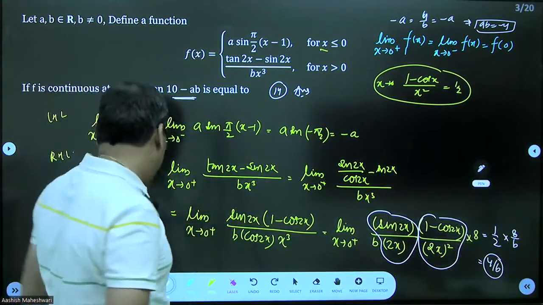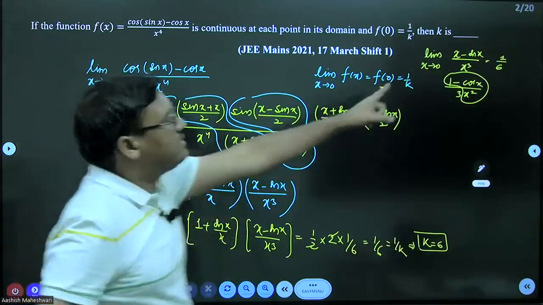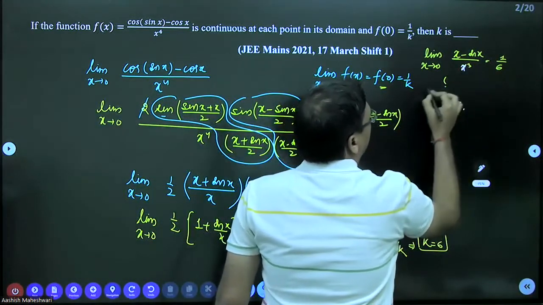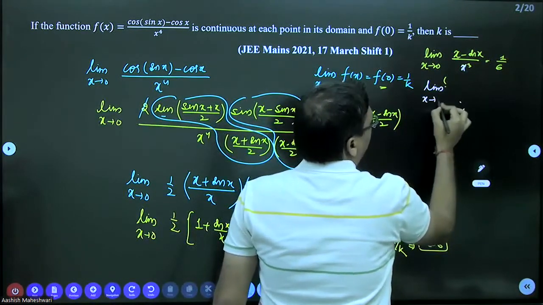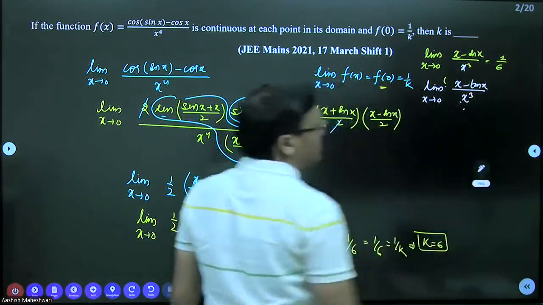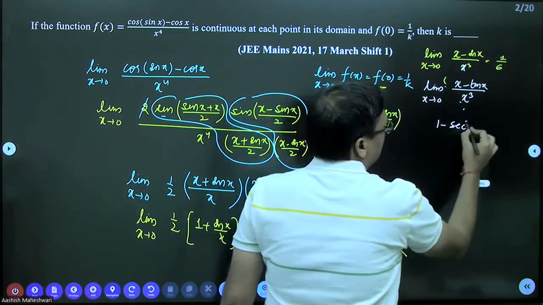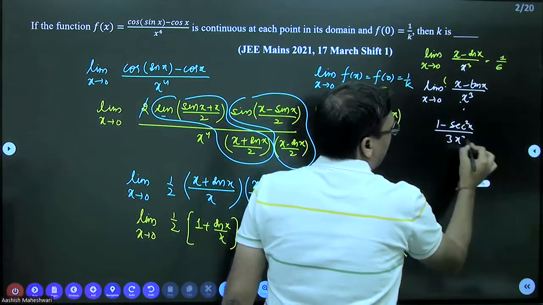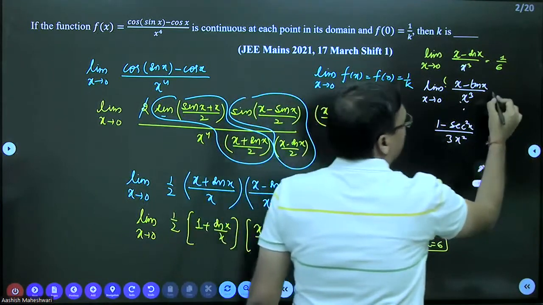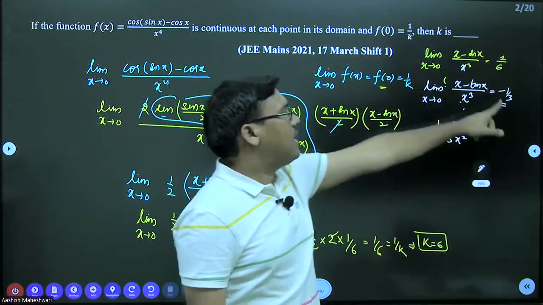Now one more point here. In the previous question, I gave you one very important limit, x minus sin x upon x cube is equal to 1 by 6. Also remember this, limit x approaches 0, x minus tan x upon x cube. You should remember this also. This is one very important limit. Again, you can see here, this is 1 minus, if I differentiate this, sec square x upon 3x square. If you check this, writing sec square x as 1 by cos square x, you will find this is equal to minus 1 by 3. So this is again one very important limit, 1 by 6 and minus 1 by 3.